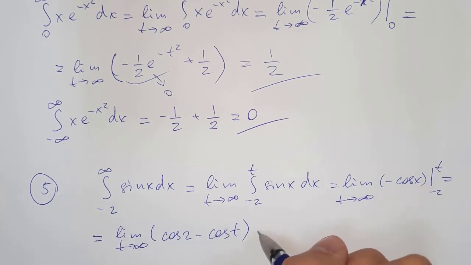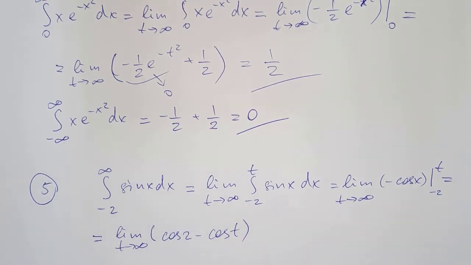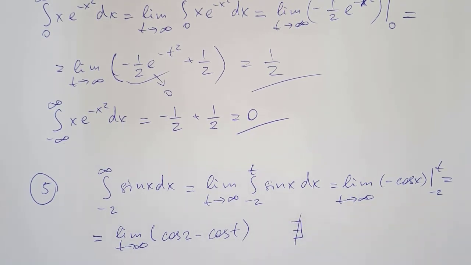So now when t tends to infinity, this limit doesn't exist. And so our integral is divergent.